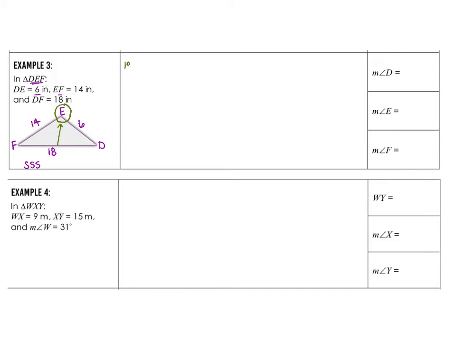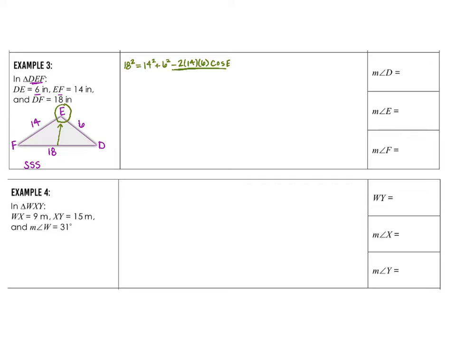So we need to start with the side across from that. So I have 18 squared equals 14 squared plus 6 squared minus 2 times 14 times 6 times cosine of the angle, and I'm just going to call it angle E. Alright, so be careful with the algebra. Again, this entire part is one whole term.